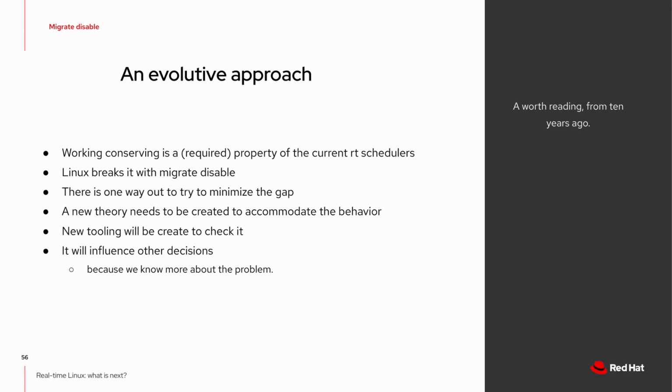Recalling here, work conserving is a required property for the current real-time scheduler. With migrate disable, we break this property. There is a way out, trying to minimize this gap. But this kind of problem, I never heard of anything in the theory like this. So we need to try to find if there is something that approximates it.